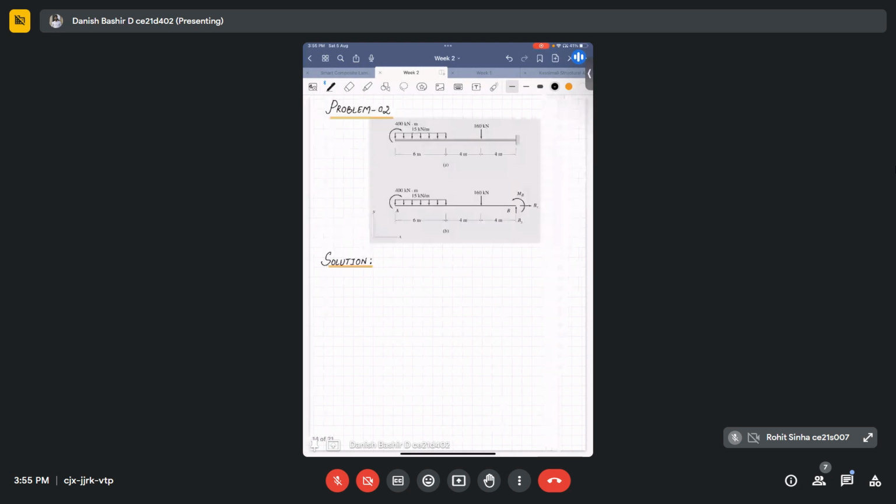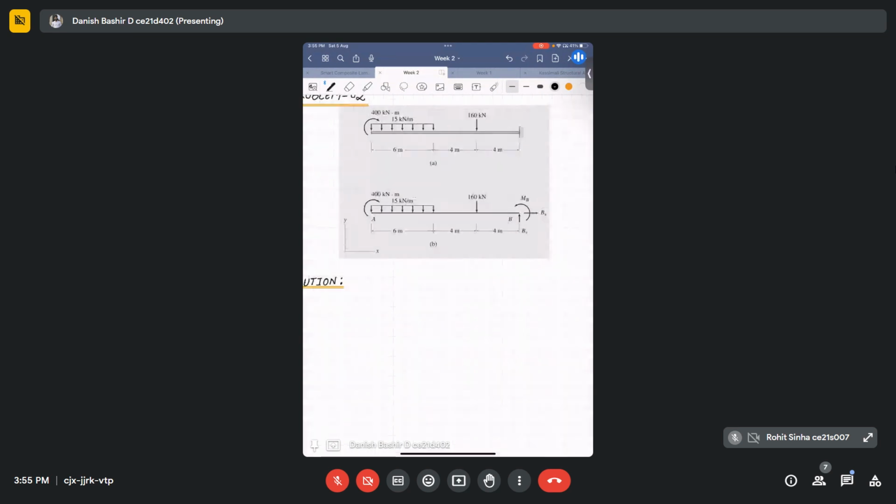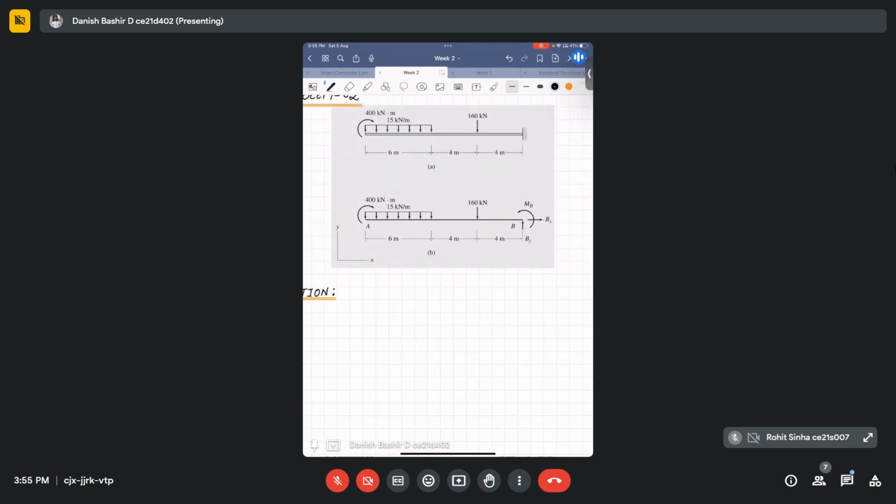Then we have another beam problem like this. This is a cantilever beam, and on this cantilever beam, at a distance of 4 meter from the fixed end, we have a 160 kilonewton concentrated load acting. Then again at a distance of 8 meter from the fixed support we have a 15 kilonewton per meter UDL acting for a span of 6 meter, and at the free end we have a 400 kilonewton meter moment or couple acting.